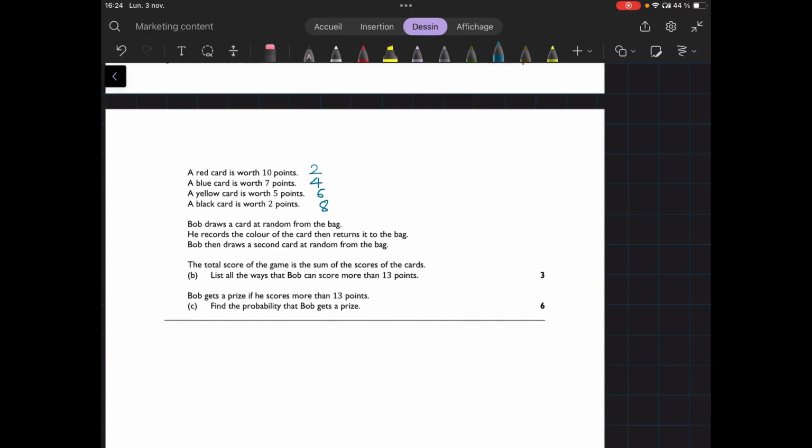Bob draws a card at random from the bag. He records the color of the card, then returns it to the bag. So, no replacement here. Bob then draws a second card at random from the bag. The total score of the game is the sum of the scores on the cards. List all the ways that Bob can score more than 13 points.